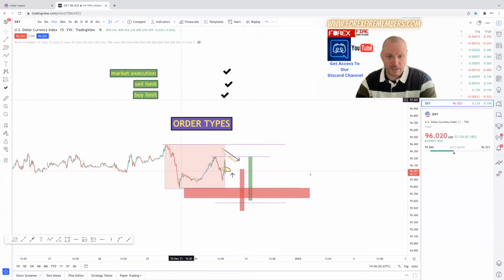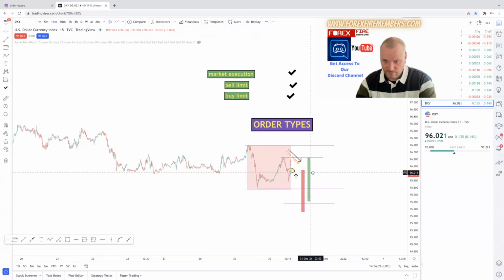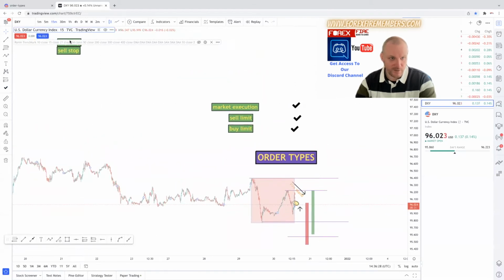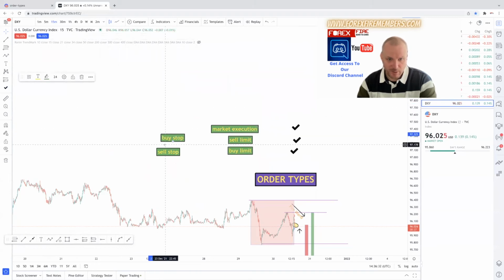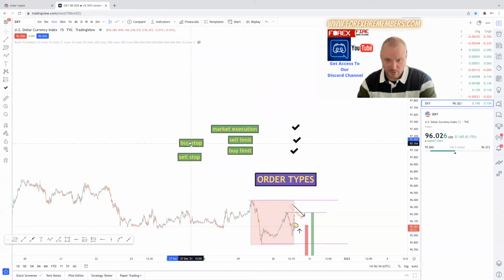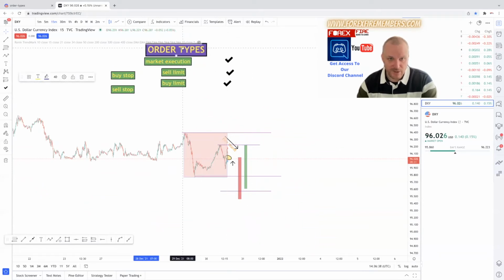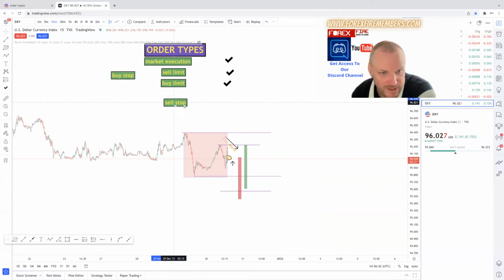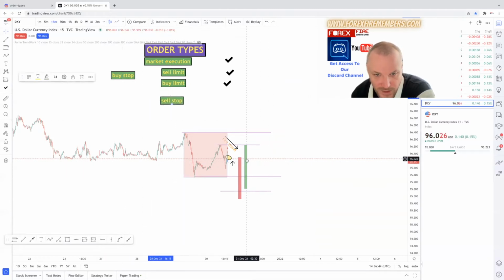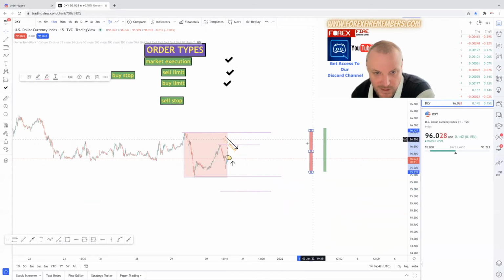So that's a buy limit. Just want to get some of this down here. So now all we have left is a buy stop and a sell stop. With these order types, we will go for a sell stop for now. So again, let's just move the two candles.